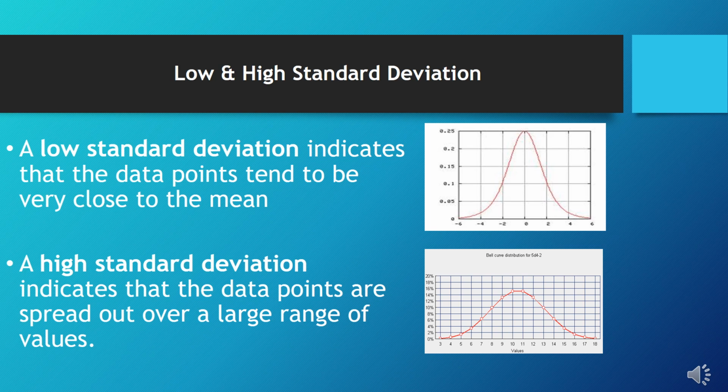A low standard deviation indicates that the data points tend to be very close to the mean, whereas a high standard deviation indicates that the data points are spread out over a large range of values.